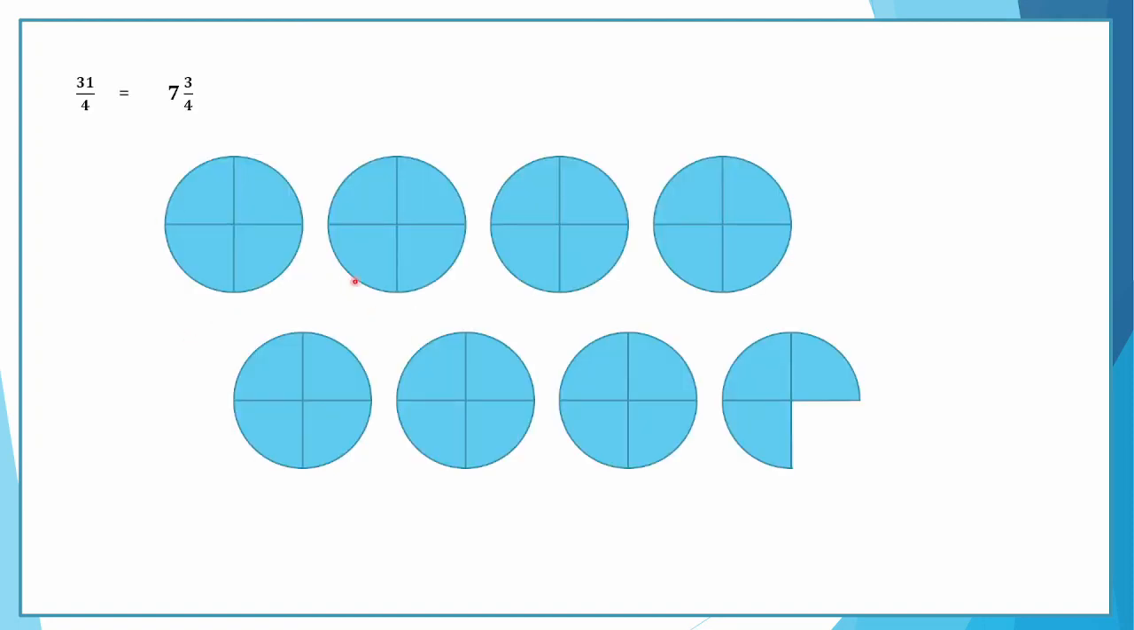So what does this look like when we look at our circles again? We can see that we've got 31 over 4 equals 7 and 3 over 4. So we've got our 7 whole circles, 1, 2, 3, 4, 5, 6, 7. And then in our final circle, instead of a whole one, we've got our 3 over 4. So we've got 3 out of the 4 pieces that are available in the circle.